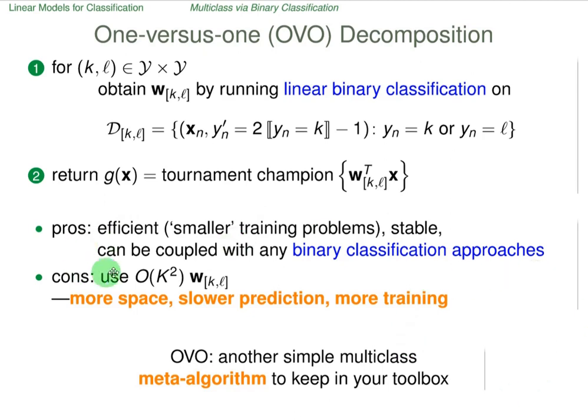However, the cons are that the complexity is on the order of K squared for getting the W, or the hypotheses. It needs more space, slow prediction, and more training, depending on the number of classes, right? So there are 2 different approaches, one versus all and one versus one, that allow you to extend binary classification algorithms to solve multi-class classification problems.